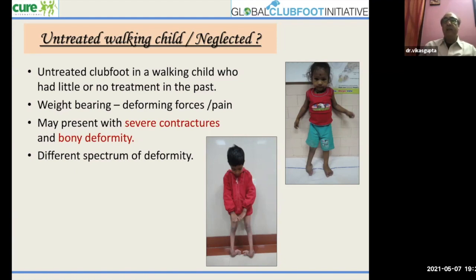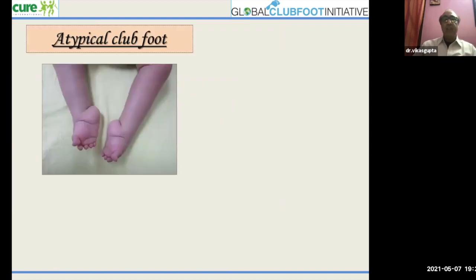Some are easily managed by Ponseti, and some require a la carte surgeries. So Ponseti does have a role, and we have many publications that Ponseti plays an important role even in these neglected cases. Now, what about this atypical clubfoot?